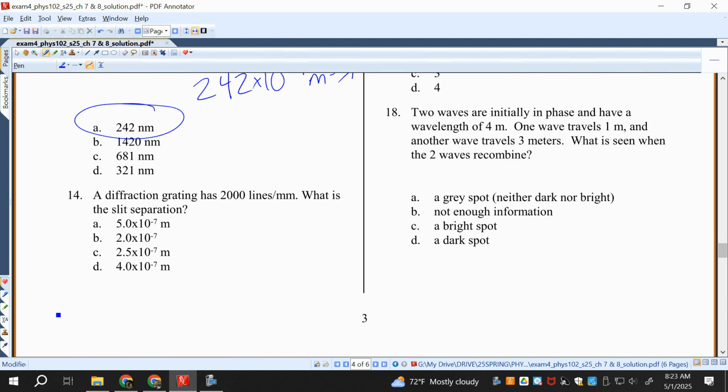The diffraction grating has 2,000 lines per millimeter. What is the slit separation? 1 over 2,000 is 5 times 10 to the minus 4 meters. That's not an option, but I'm in millimeters. I can just change that. 1 meter is 1,000.